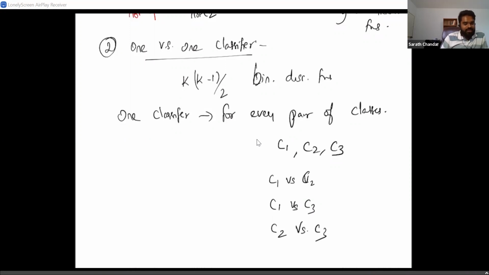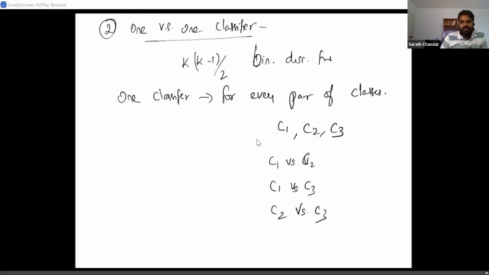In this case, since it is only three classes, you have only three decision boundaries. But as you can see from the formula, if you have more classes, you are going to have way more decision boundaries, right? So now how does this classifier work? What would the decision function of this classifier look like?